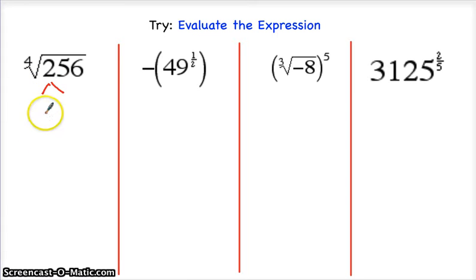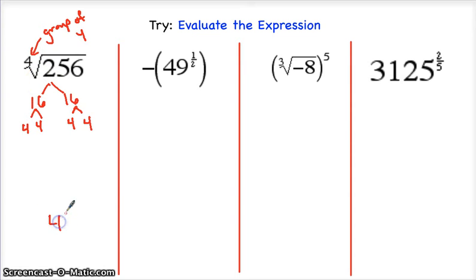So 256 is really 16 times 16. 16 is really 4 times 4. And again, 4 and 4. And if you wanted to, you could say, well, hey, I've got a group of 4 4s in there. Remember that for an index of 4, I'm looking for a group of 4. So I could say that the 4th root of 256 is 4 directly from this point.